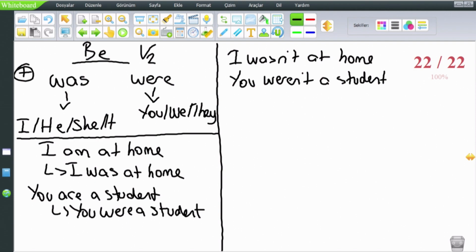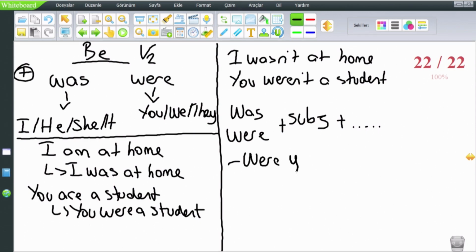And if I want to make a question form, I am going to take be, which is was or were in this case, to the beginning of the sentence, start my sentence with them, then our subject, and whatever comes next. It can be an adjective, it can be object, place. So let's turn them. I wasn't at home. I'm going to ask a question. Were you at home? You weren't a student. Were you a student?